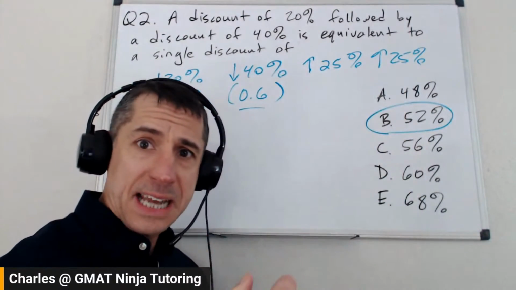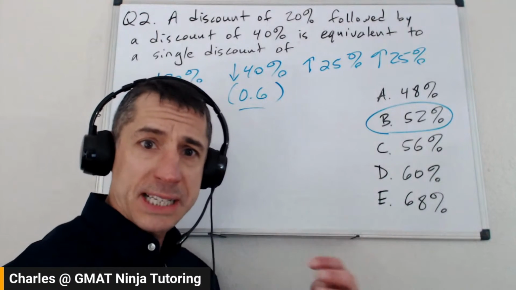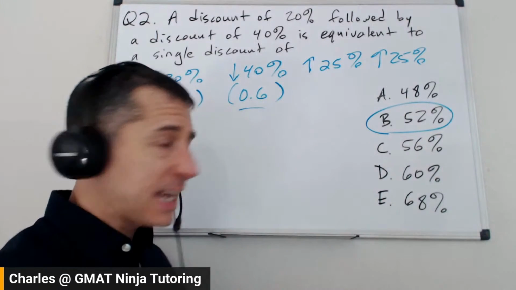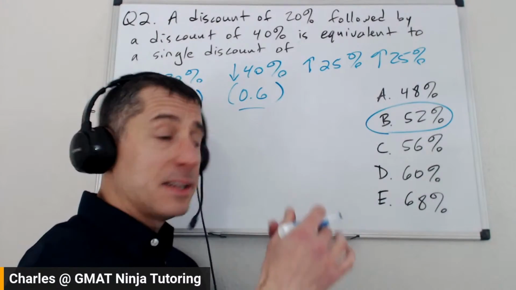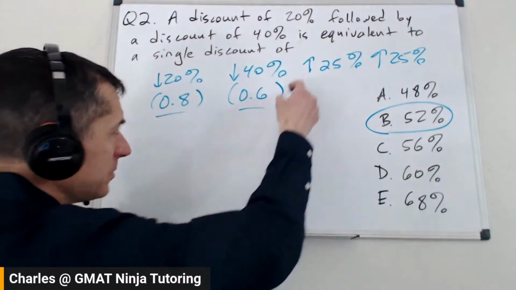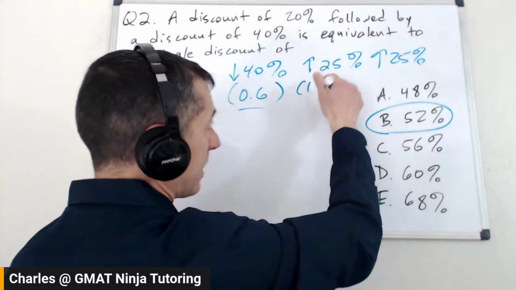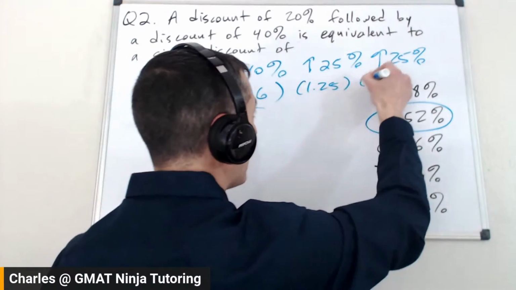You've given yourself 8 steps, more little arithmetic steps, more chances of making mistakes. Adaptive tests, that can really hurt you, cost you time. Also gives you opportunities to make careless mistakes. We prefer to streamline it. So you could say, well, if I go up by 25%, I'm multiplying by 1.25.